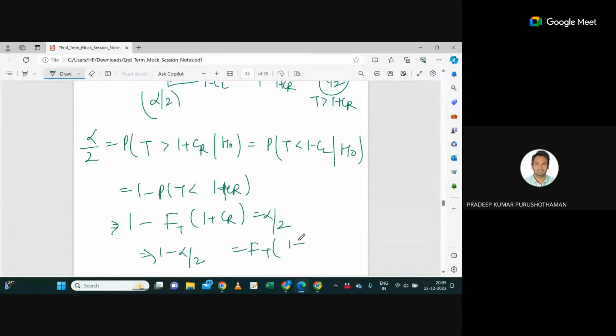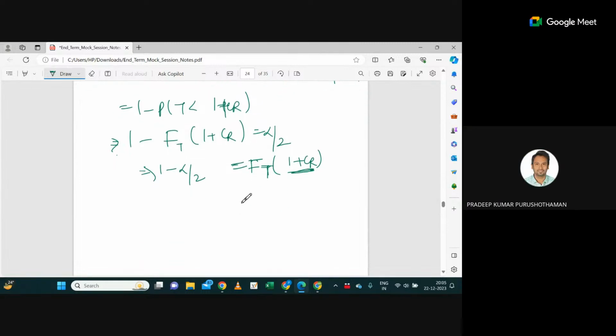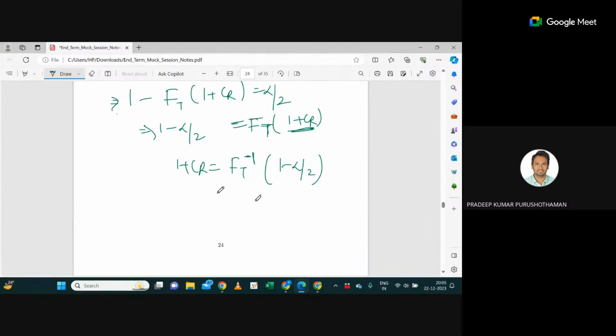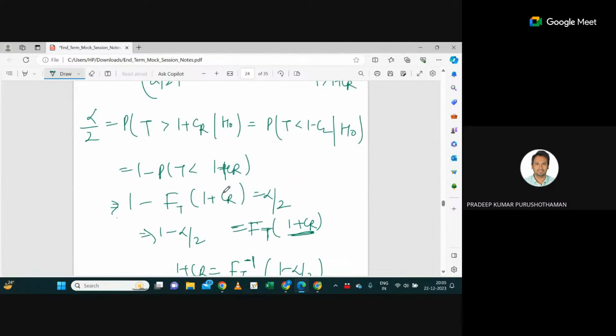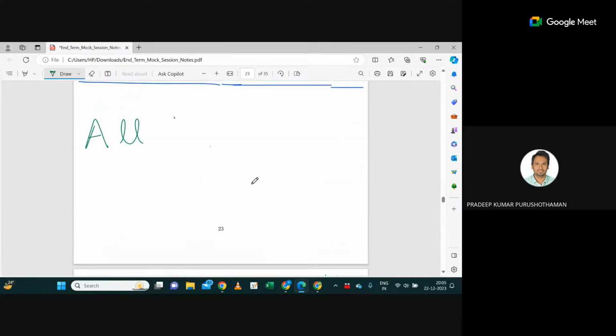In a sample I was looking into, I don't know which question number, 1 plus CR equals the F inverse of 1 minus alpha by 2. But when I did this and also computed 1 minus CL, the two were not matching. No, it should match. Maybe you are making a mistake. If you find the question, just post it and tag me, and I will check it. Okay, sir. I forgot the question number. No problem.